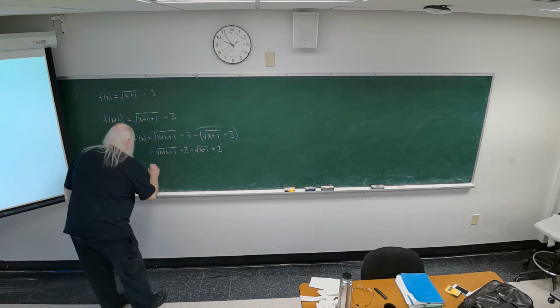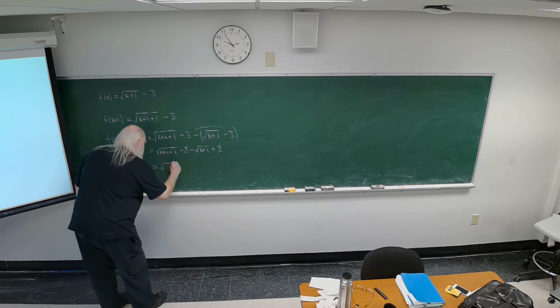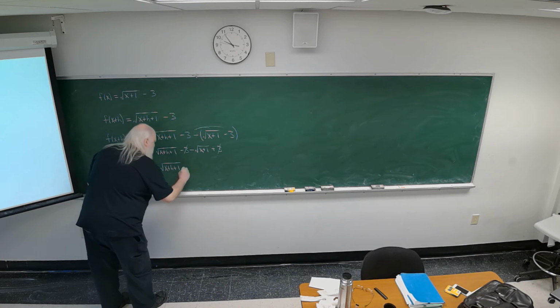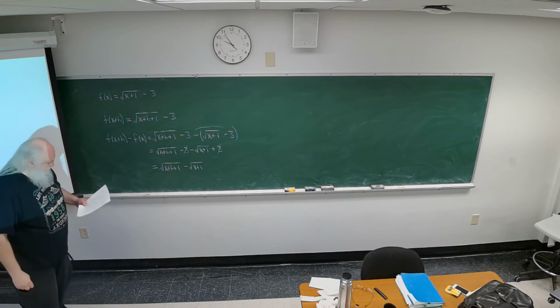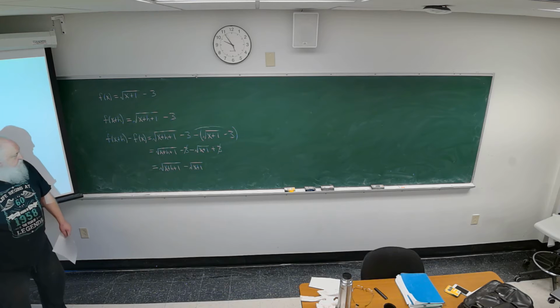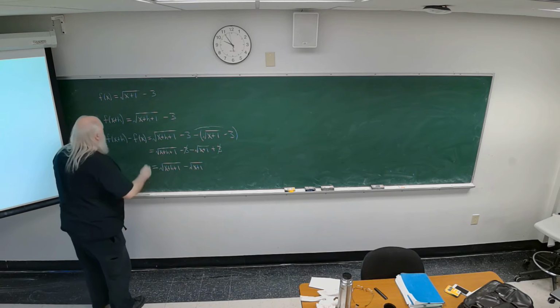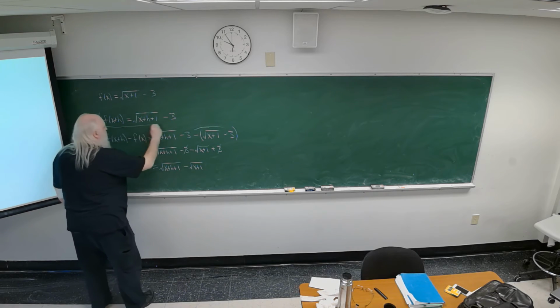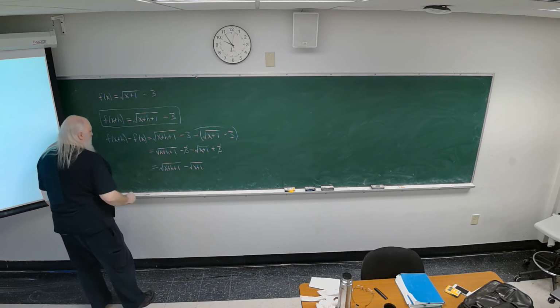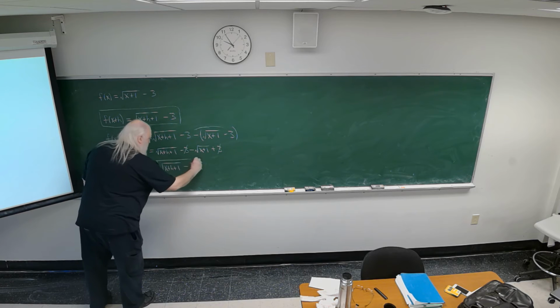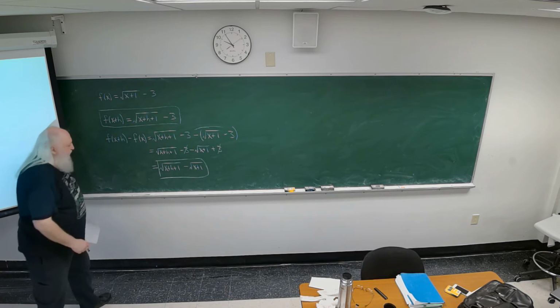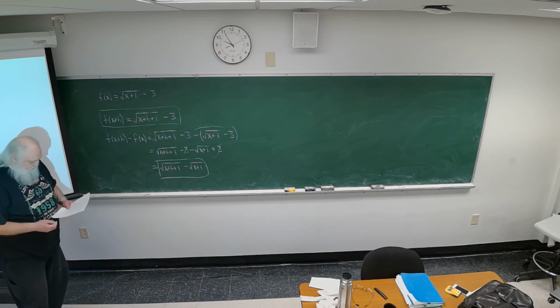And we're left with the square root of x plus h plus 1 minus the square root of x plus 1. So this is f of x plus h up here, and this is f of x plus h minus f of x down here. You can't simplify that any further.